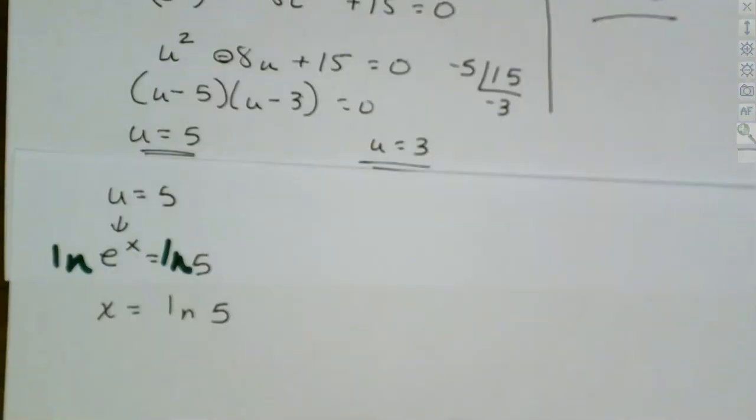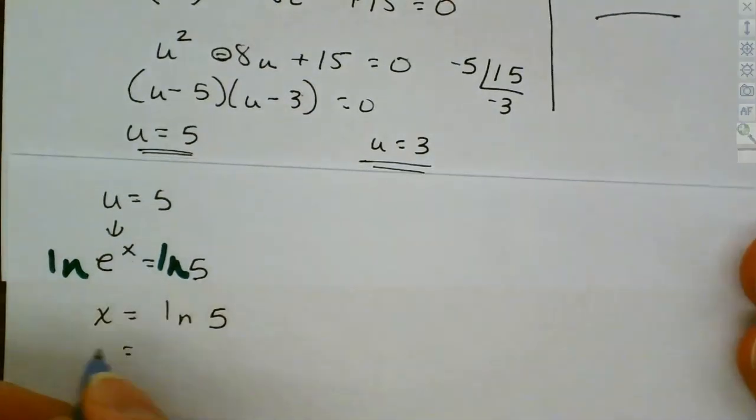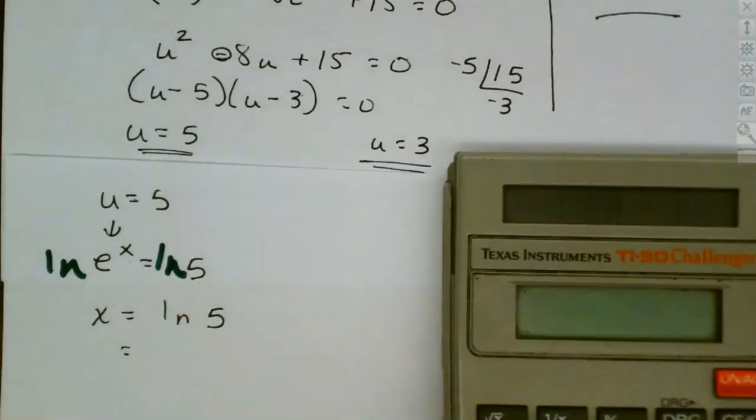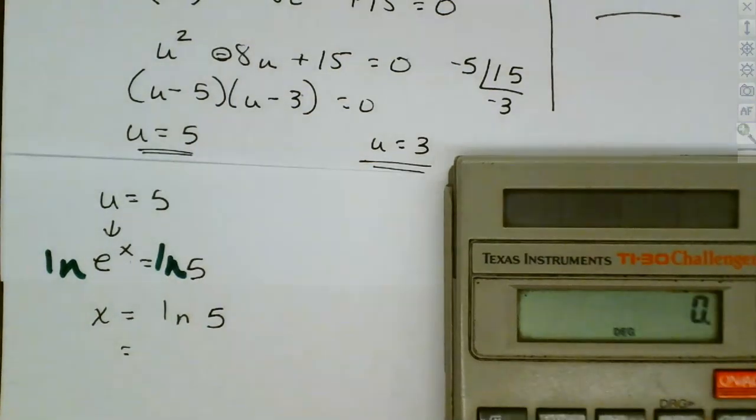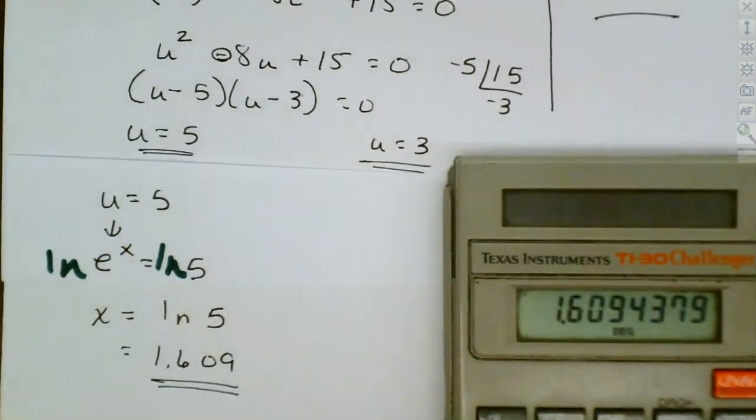That's one solution. You can break it down. It says keep it as an exact solution. So you can either keep it like this or you could break it down. 3 places will be enough. Natural log of 5, and the natural log of 5 is 1.609. Close enough. So there's that piece.